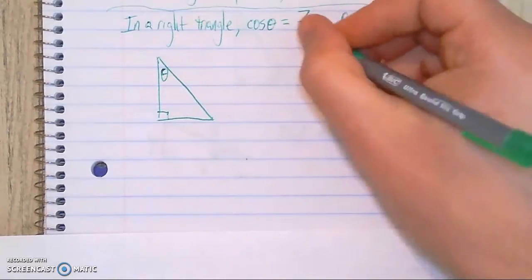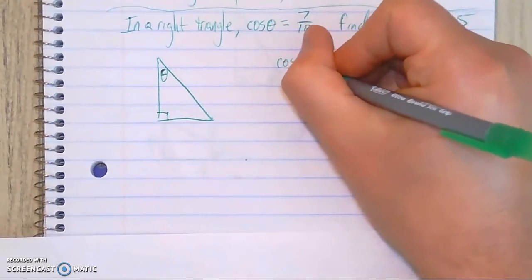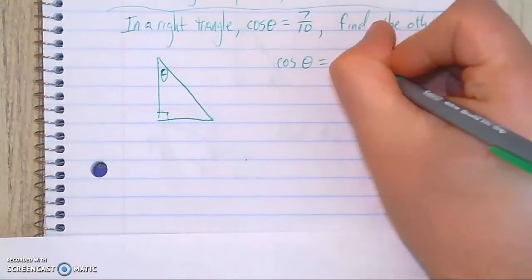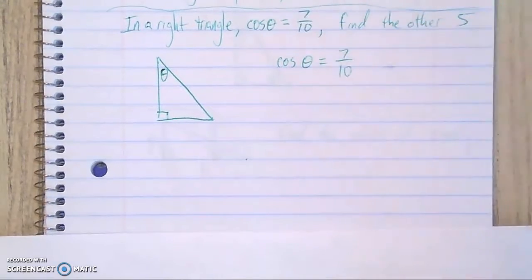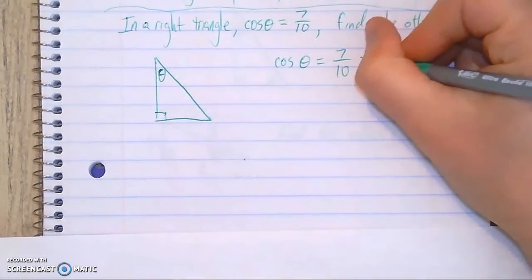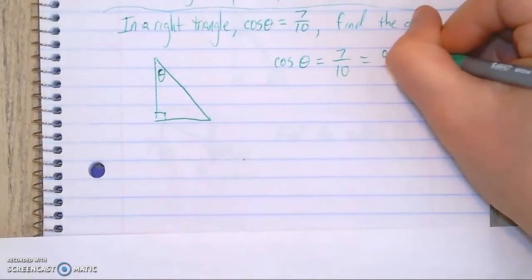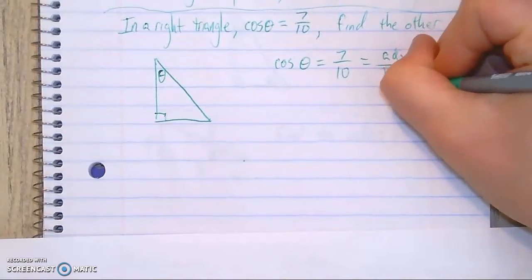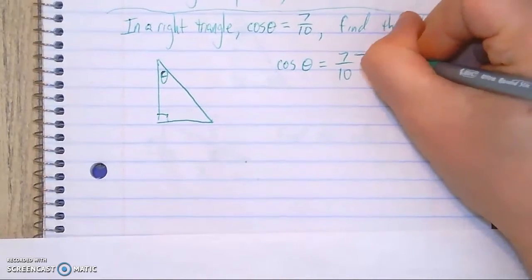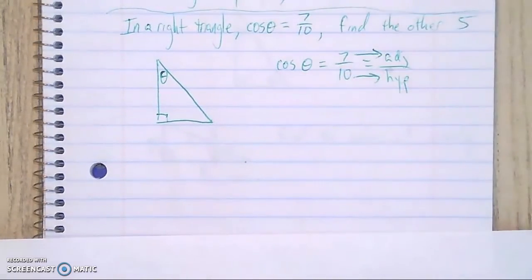Now I'm going to use the fact that if I know the cosine of theta equals 7/10, well, I'm thinking from SOHCAHTOA, CAH, that cosine is adjacent over hypotenuse. And this allows me to draw a direct connection between the measurements of the cosine value I have and how they might tell me about the size of the triangle.